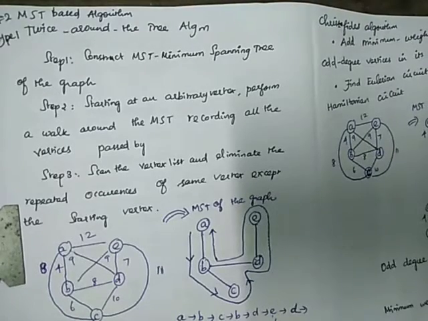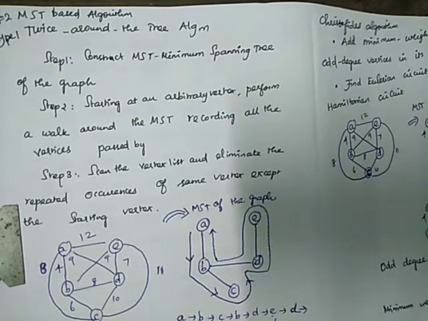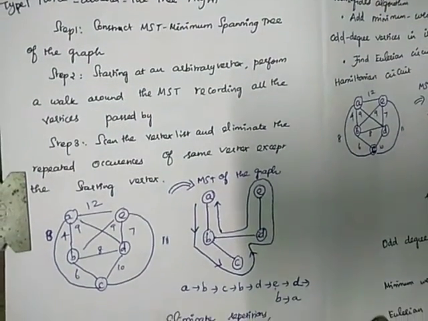Then the second category is MST based algorithm, that is minimum spanning tree based algorithm. For any given graph, we have to construct the minimum spanning tree. From that minimum spanning tree, we can get the optimal path. The first category is the twice around the tree algorithm. I will explain the twice around the tree algorithm with this example.